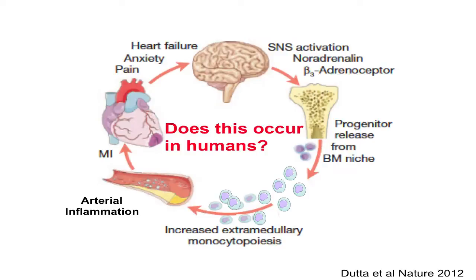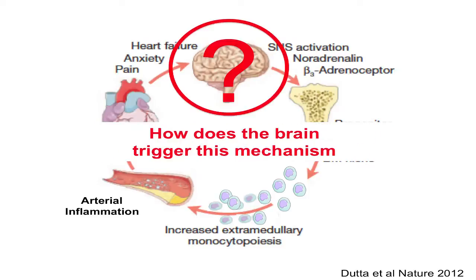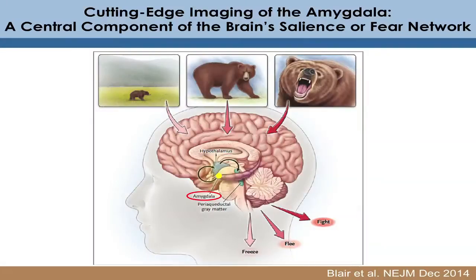Does this occur in humans? That's one question that we're interested in. And also, how does the brain actually fit into this? What is the mechanism? What is the signal that comes from the brain and leads to these things that we just described? Well, there are ways that we can look into that. There are cutting-edge imaging approaches. We just heard about one of those approaches using MRI to look at that.